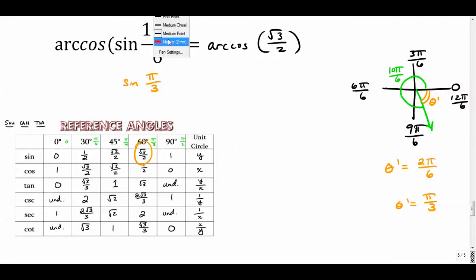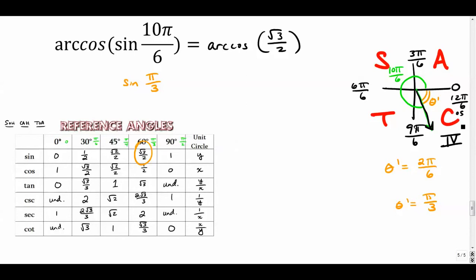But before we continue, it's probably worth noting that all students take calculus. So the sine of 10 pi over 6 is in the fourth quadrant. This is a fourth quadrant angle, and only cosine and secant are positive in the fourth quadrant. So this is actually a negative radical 3 over 2. So my question now is, the cosine of what angle is equal to negative radical 3 over 2? And that answer is going to be in quadrant 2.